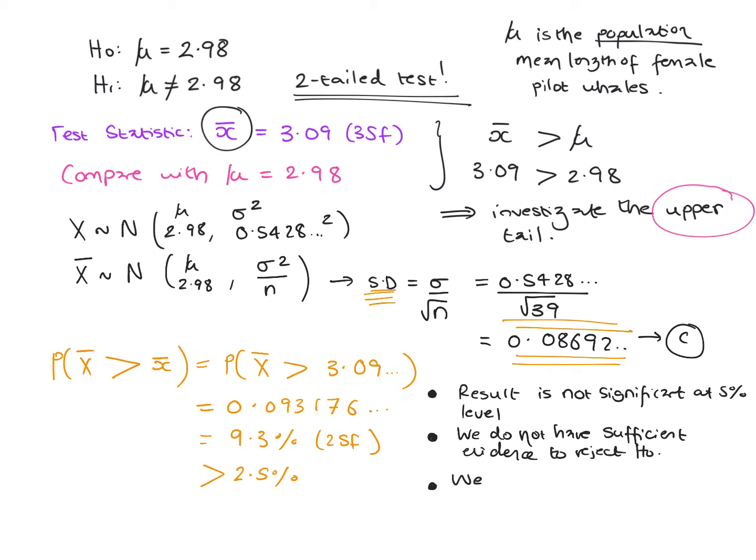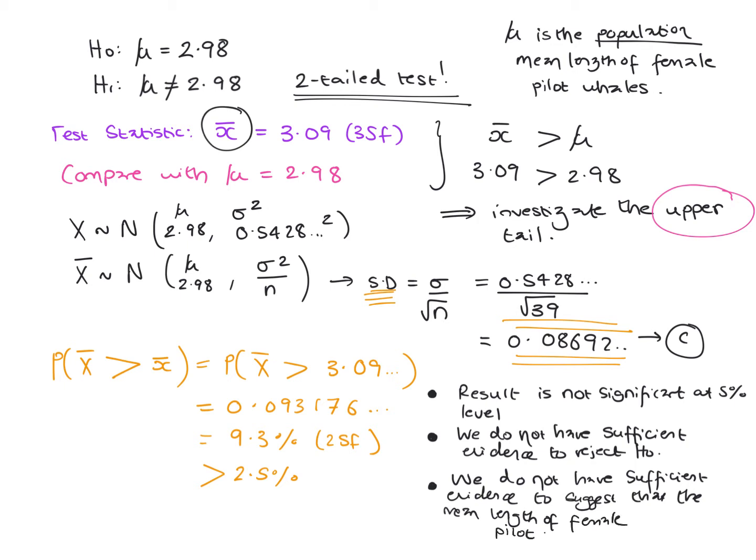And let's put a third comment in the context of the problem. We do not have sufficient evidence to suggest that the mean length of pilot whales has changed. Notice the use of language here. In the question, we were testing for evidence of a change, and that's what we need to make sure we do in our conclusion, our contextual conclusion here.